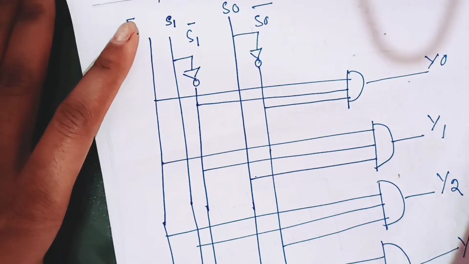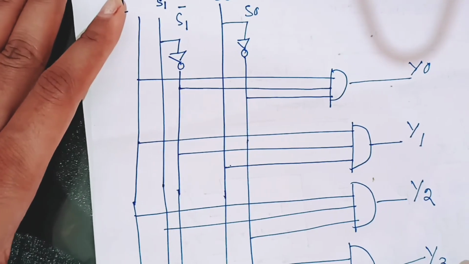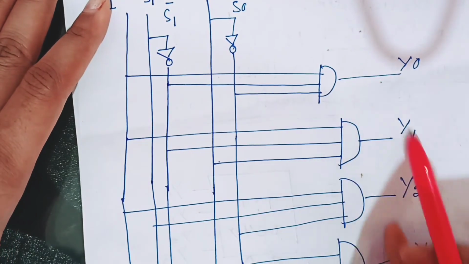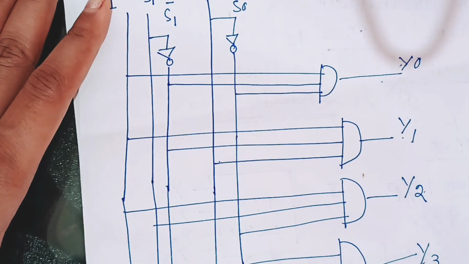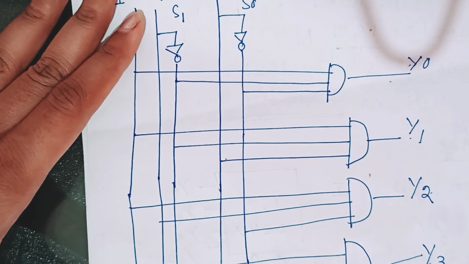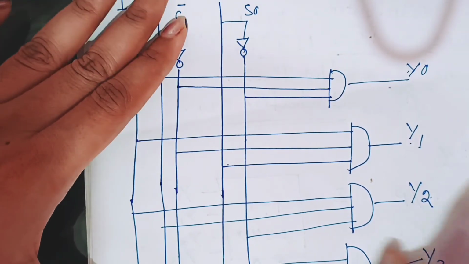This is the logic circuit diagram of your 1:4 DMUX. These lines are your output lines Y0, Y1, Y2, Y3. Did you understand?